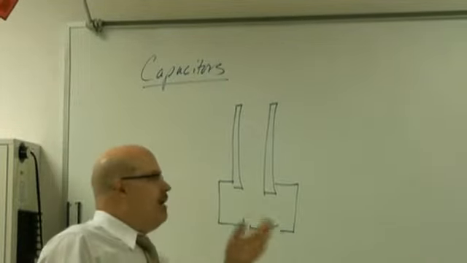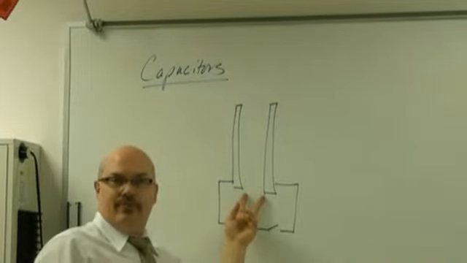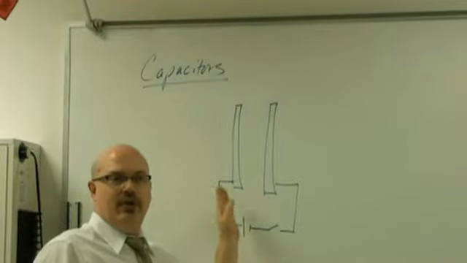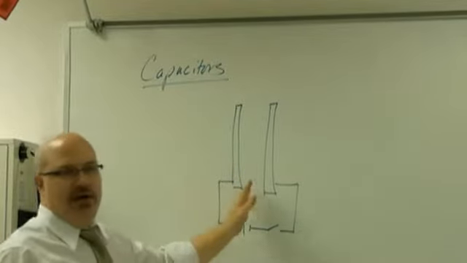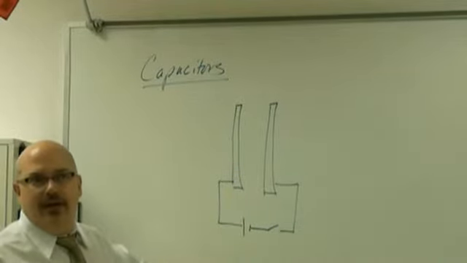Notes. Okay, capacitor. A capacitor is two conductors separated by an insulator. So it is a disconnection in the circuit. Okay, did everybody catch that?